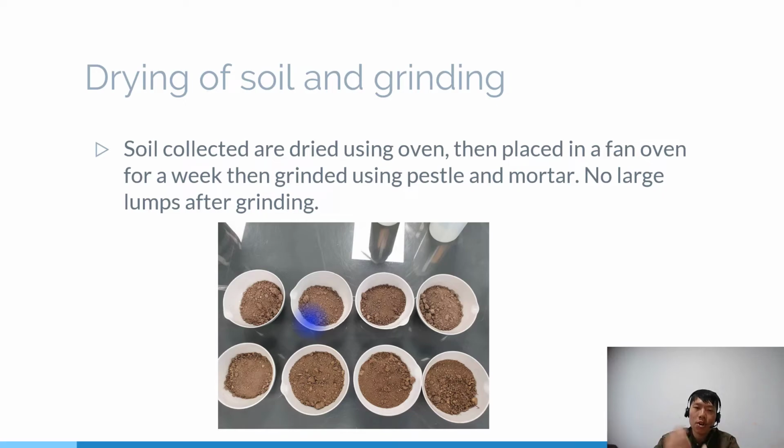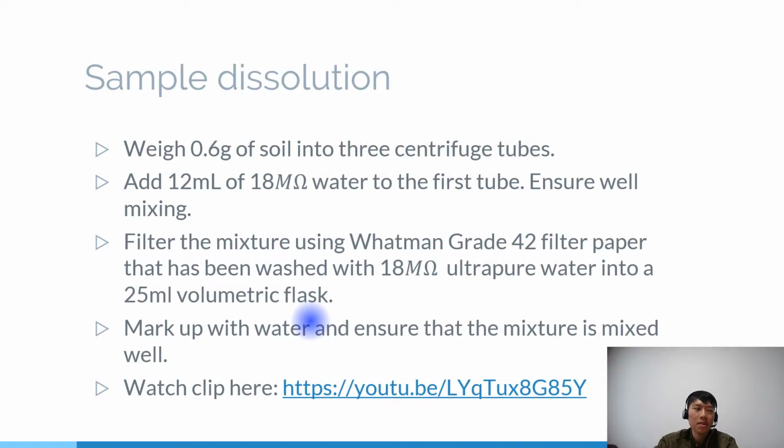Then you grind this very hard but very dry soil using a mortar and pestle. First here, mortar and pestle, grind. Okay, no large lumps should remain after grinding. If not, you cannot get to the center of these lumps. When there are lumps, it means the soil is still very wet.